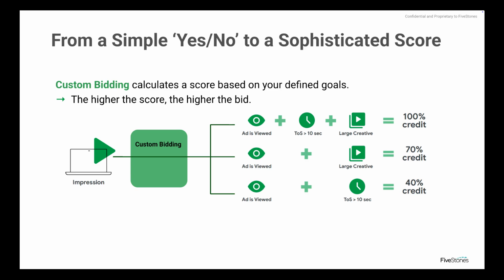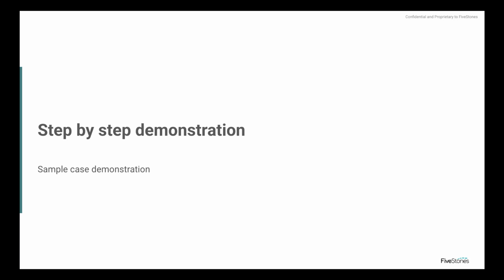But rule-based custom bidding takes this idea a step further. Instead of giving every impression a simple pass or fail, it assigns a score based on how closely each one matches your defined goals. For example, an impression where a user watches the ad to completion, spends more time on site, or views a large creative might earn a higher score. Through this scoring process, the model learns what value looks like and starts recognizing which impressions truly contribute to your goals.